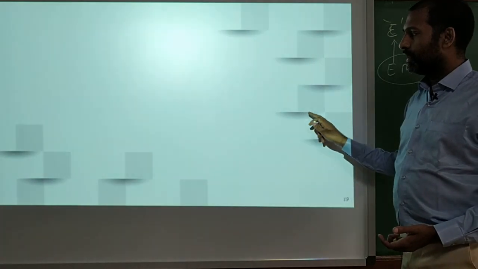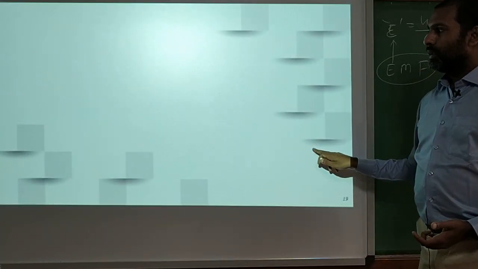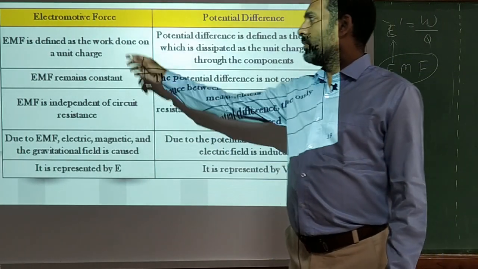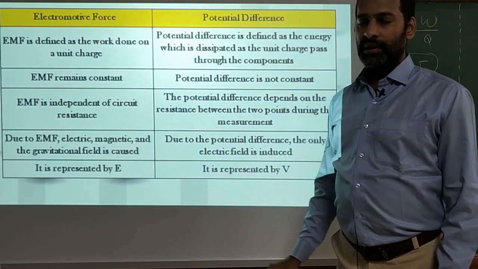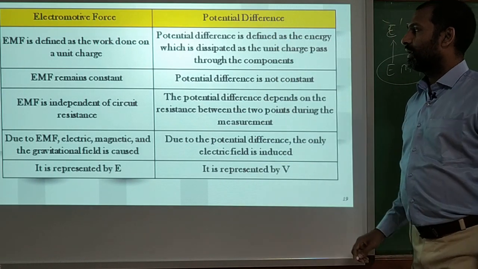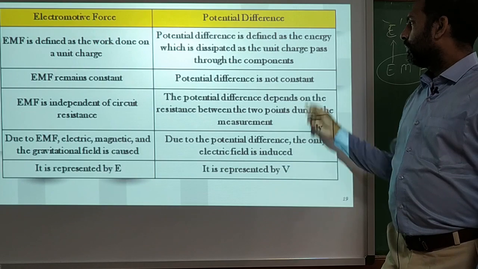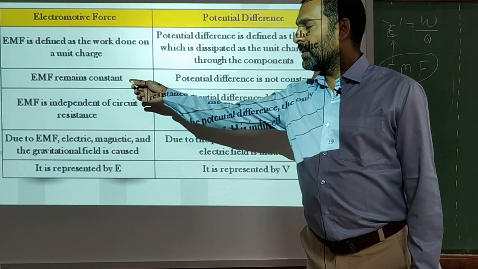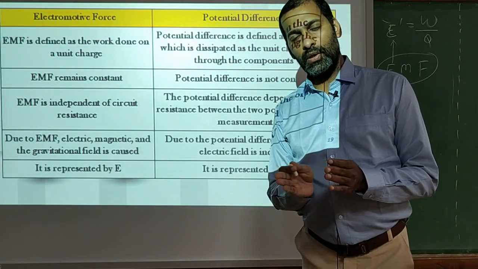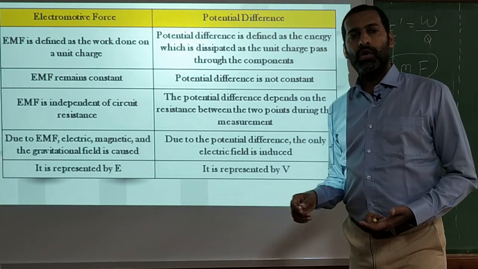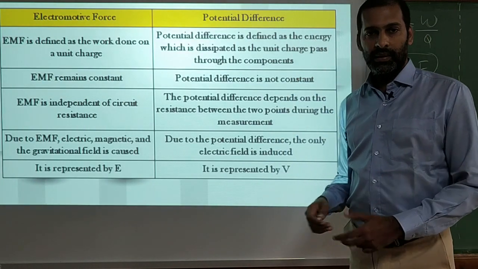We will see a few more differences between EMF and potential difference. EMF is defined as work done on unit charge. Potential is also defined as the dissipation of work per charge. EMF remains constant. Electromotive force is always constant inside the battery. But voltage is not constant. It depends on, say, the resistor.